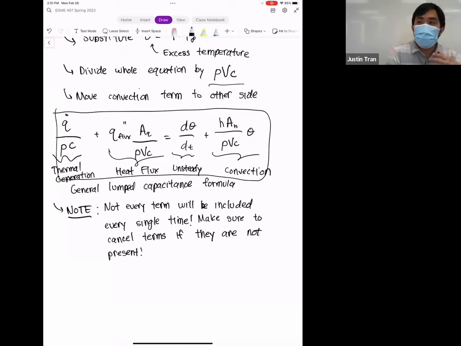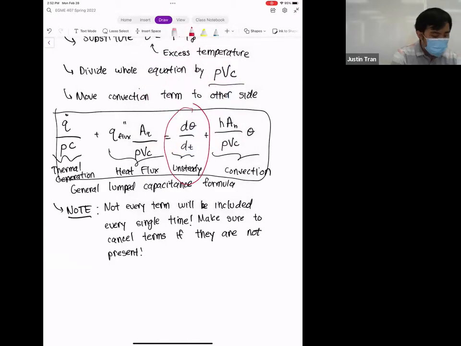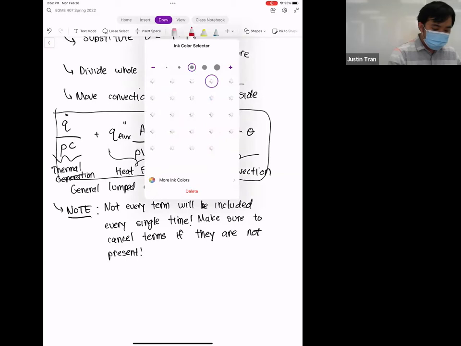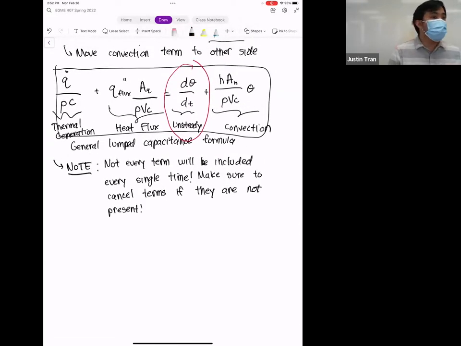If you know what each of those terms represent, then when you come across a problem, you know when you need to include one term or another. The only term that's always going to be there, no matter what, is the unsteady term. That guy never goes away, unless it's steady state. But for the other 3 terms, you have to read the question carefully to see whether this phenomenon is present or not. So whether you have convection, whether you have generation, whether you have heat flux. Any questions on that before we do an example? Okay, so let's do an example.